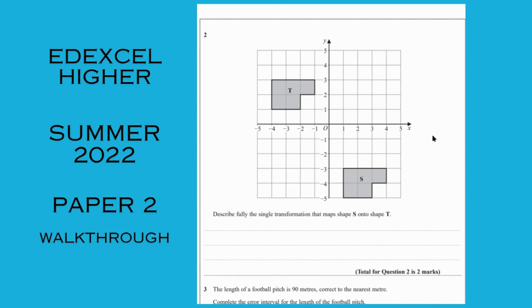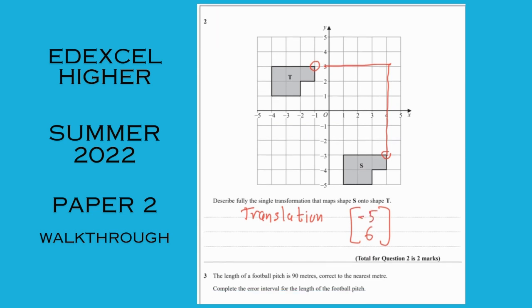Described fully, so don't forget to always state the obvious. It is a translation. It's the same size, same way up, and all that. Pick a vertex and a corresponding vertex. Do some counting. It is 6 up, it's 5 left. So up is the second number, left is the top number, and it's negative to go left.